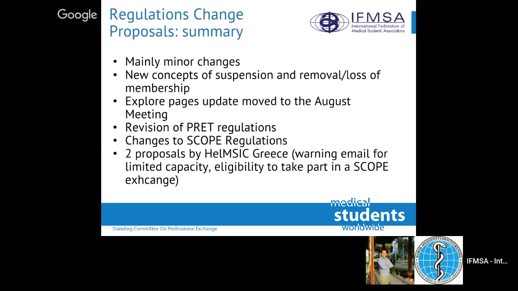Then we're going to have a proposal on changes to the SCOPE regulation to change the majority from a 2/3 majority to an absolute majority when voting on a motion. And then two proposals by Helmsick Greece. One is about the warning email for limited capacity, and the other one is about the eligibility to take part in a SCOPE exchange.